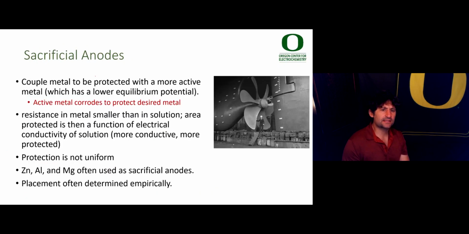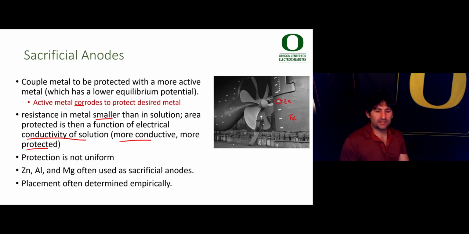Finally, I want to go back to sacrificial anodes. And the idea here is you couple a more active metal like zinc with your metal you want to protect, like iron. And here's the hull of a submarine where these are done. The active metal corrodes to protect the desired metal. The resistance in the metal is much smaller than the solution. So the area protected is a function of the electrical conductivity of the solution. More conductive, more areas protected. This is exactly what we showed on one of the previous slides.